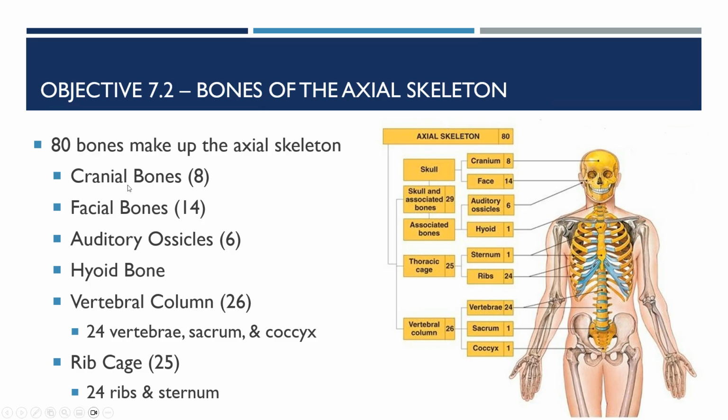We have 8 cranial bones which surround and protect your brain. We have 14 bones in the face. We have 6 auditory ossicles, which are the little bones inside of your ear. You have the hyoid bone, which we'll talk about in a moment. You have your vertebrae: 26 bones, which includes 24 vertebrae, as well as the sacrum and the coccyx, both of which are fused bones. And then you have your thoracic cage, which includes your ribs and your sternum.